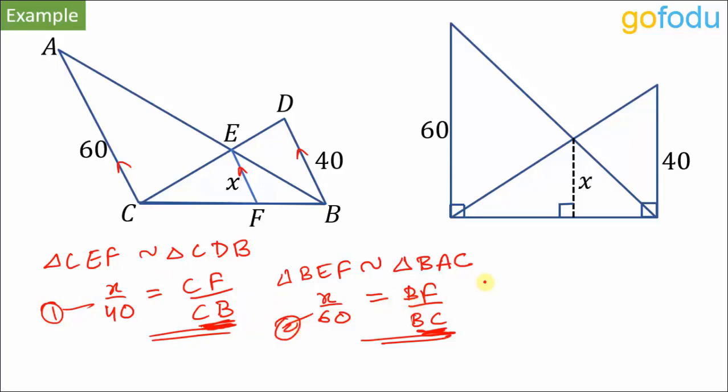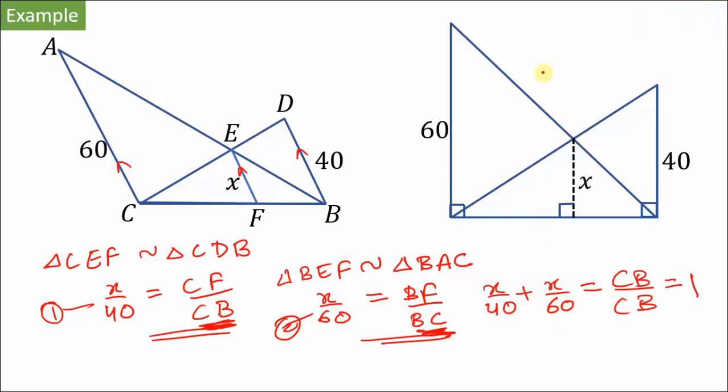If I add 1 and 2, what I will get is x upon 40 plus x upon 60 is equal to CF plus BF. CF plus BF will be CB. CB upon CB, that is 1. X upon 40 plus x upon 60 is 1. From here we can get x. We can get the value of x as 24. So this is a format to remember, right? 1 upon 60 plus 1 upon 40 is equal to 1 upon x. You can try to keep this in mind.